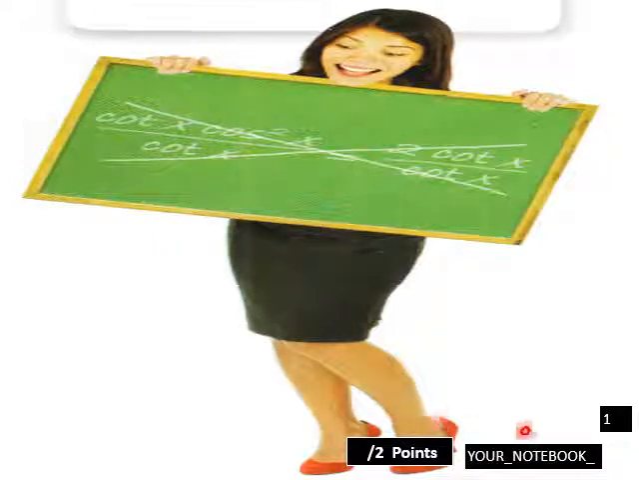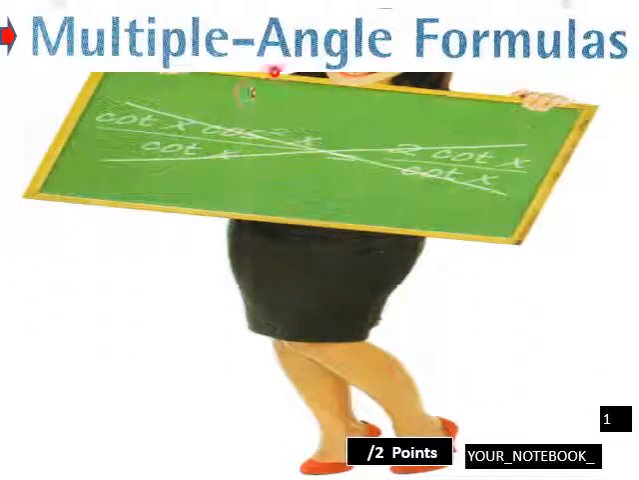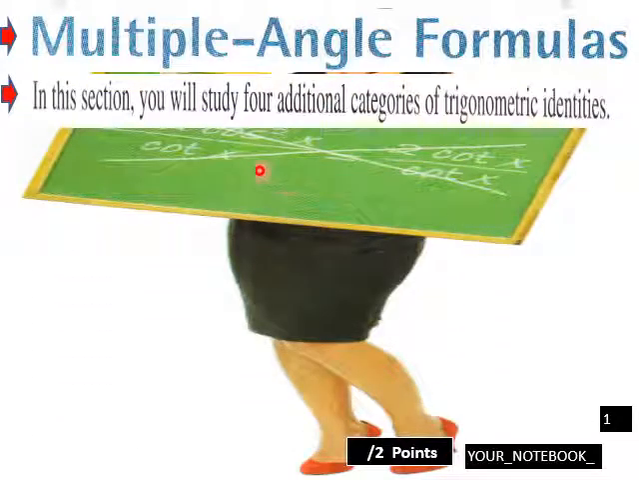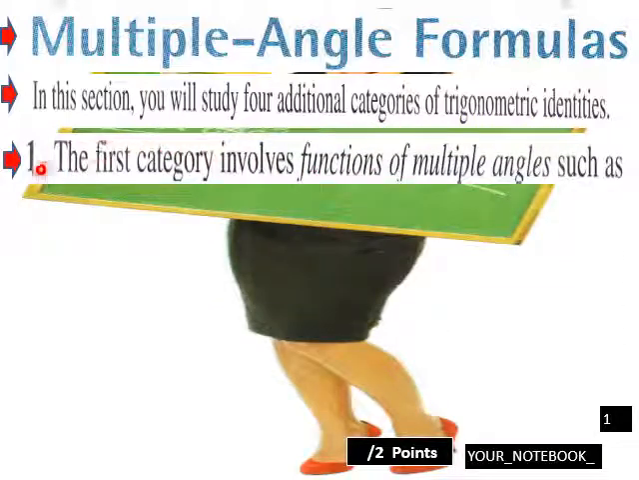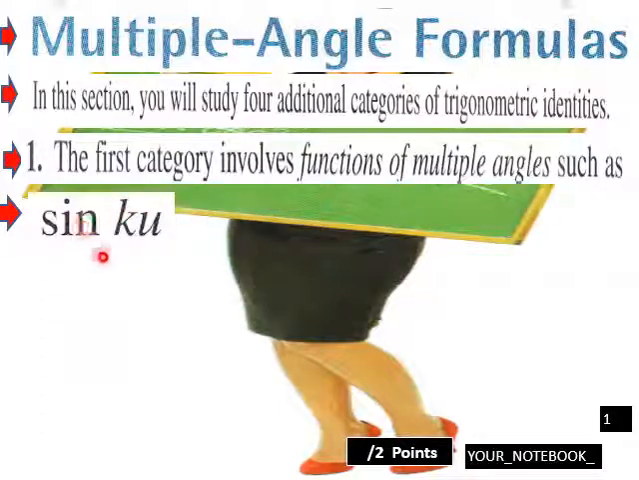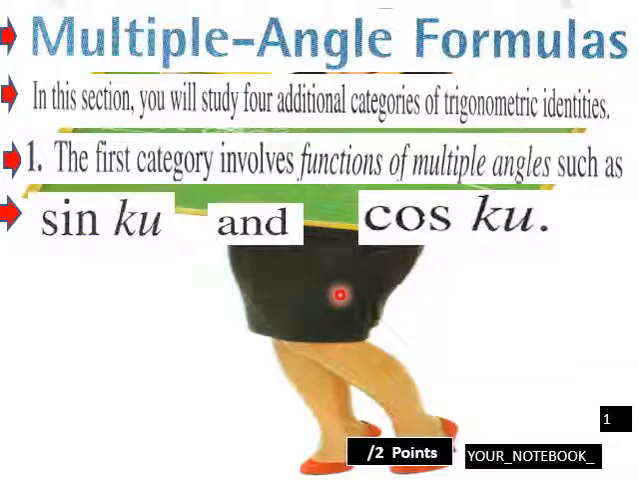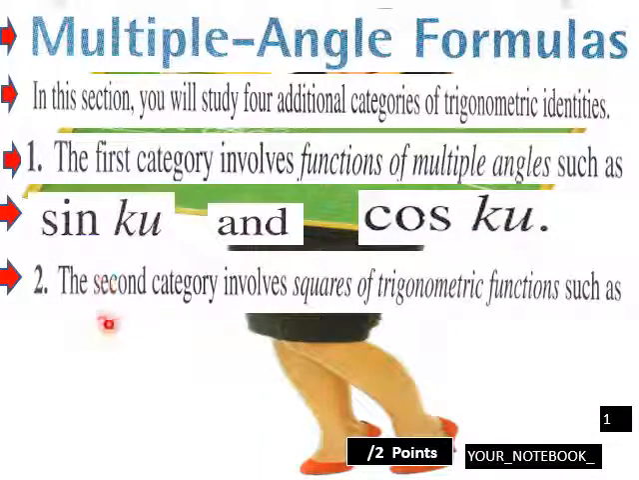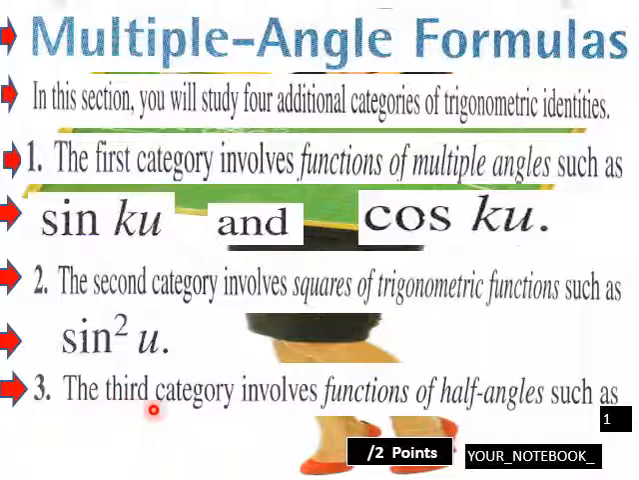Okay, into our first notebook slide for 5.5 part 1, multiple angle formulas. In this section, you will study 4 additional categories of trigonometric identities. 1, the first category involves functions of multiple angles, such as sine ku and cosine ku. 2, the second category involves squares of trigonometric functions such as sine squared u. 3, the third category involves functions of half angles such as sine u over 2. So this is our third category here.